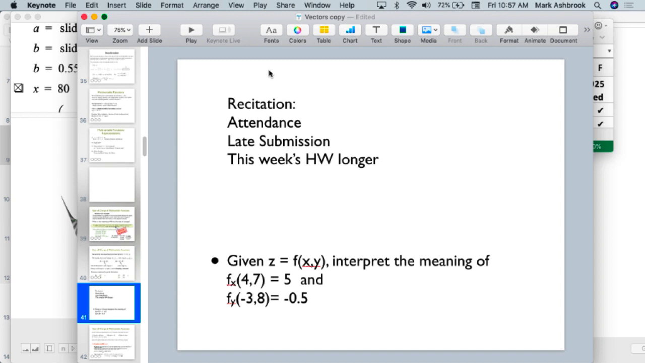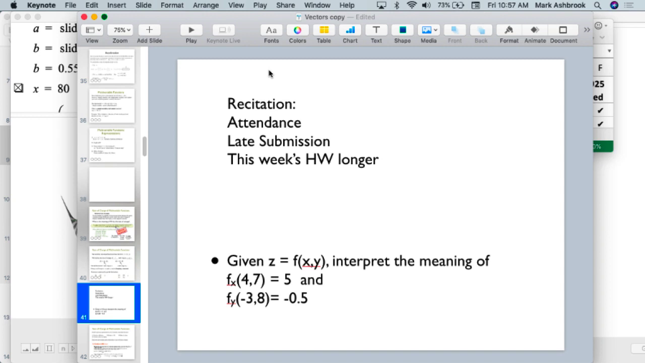Sammy, did you get the next one? The change dy near the point (-3, 8), so if you put your value, yeah, the change in z is -0.5 times the change dy. Yeah, really good. Hear that?